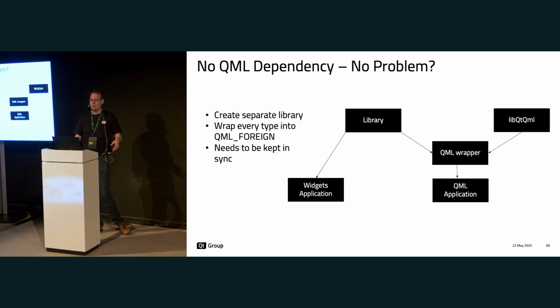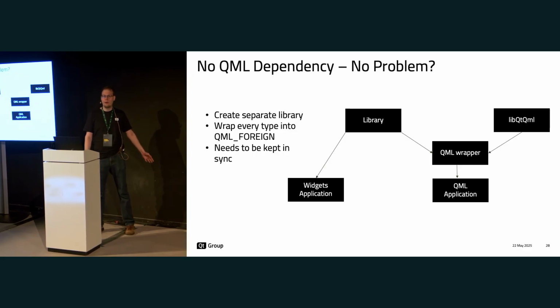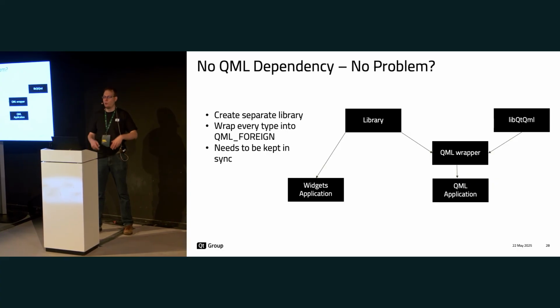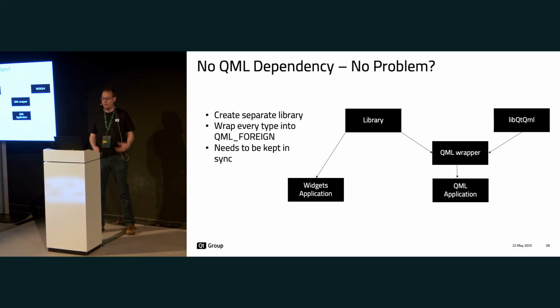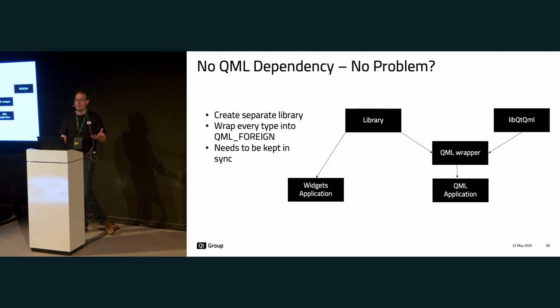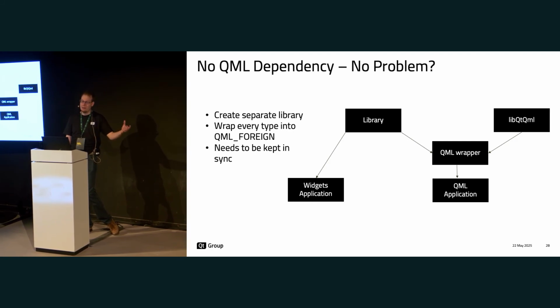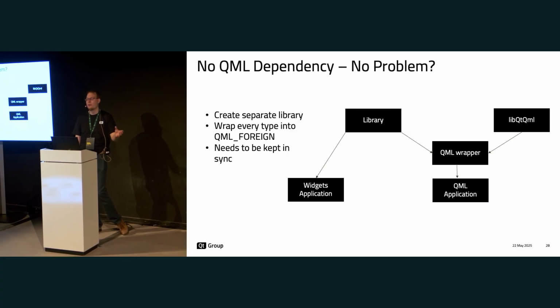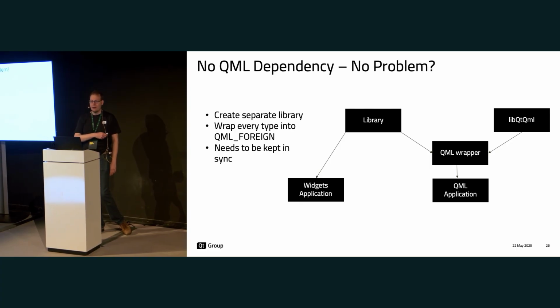Well, you just introduce a wrapper. You put your main logic into your library and you create a wrapper, which you can do with QML foreign, where you expose every type from your library, and that's terrible. Then you need to manually keep it in sync. You add a file to your library. Oh, you need to add a wrapper to your QML wrapper too. Not great. We can do better.